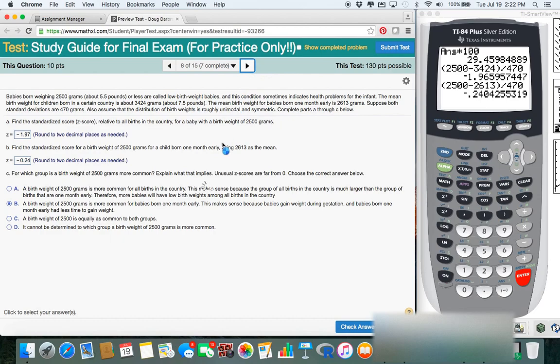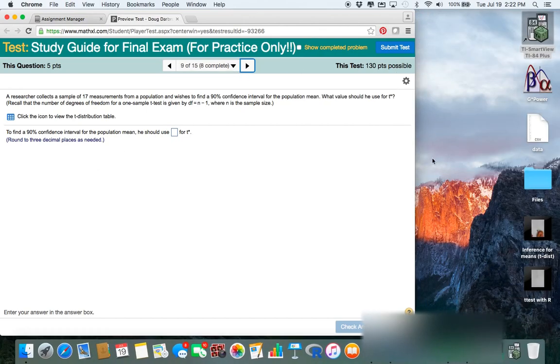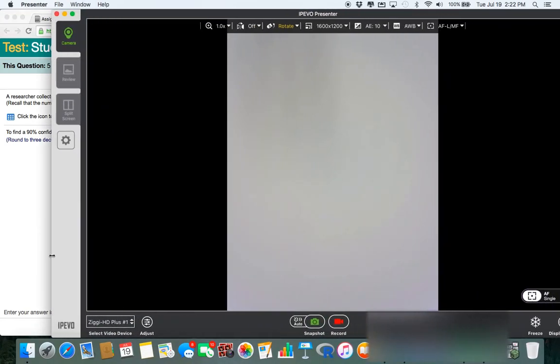Alrighty, question number 9 of 15. A researcher collects a sample of 17 measurements and wishes to construct a 95% confidence interval for the mean. What is the t star? All right, gang, we've done these before. These problems usually give students fits. So let's see if we can figure this out.